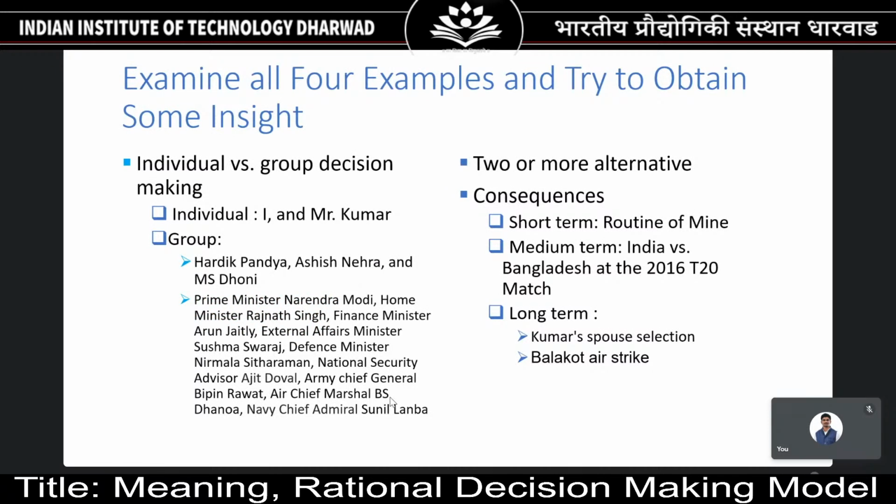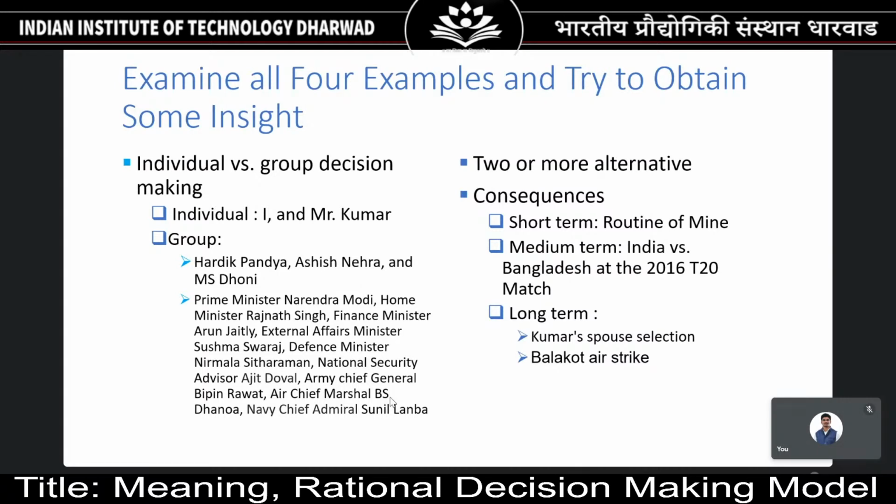So, examine all four examples and try to obtain some insights. In the first two examples, in today's routine, I was the decision maker. In the spouse selection problem, Mr. Kumar is the decision maker. But in the case of the 2016 match between India and Pakistan, three players collectively decide which type of ball to bowl: Hardik Pandya, Ashish Nehra, and MS Dhoni.